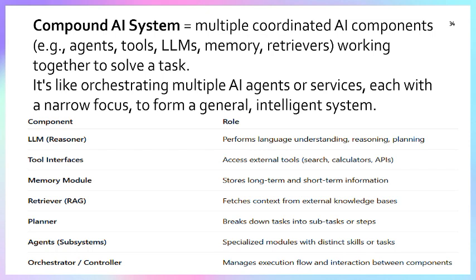But here, if someone asks you what a compound AI system is, it is multiple coordinated AI components that work together to solve the task. It's like orchestrating multiple AI agents or services, each with a narrow focus, to form a general intelligence system. Components: LLM, large language model. A large language model is used to perform language understanding, reasoning, and planning.